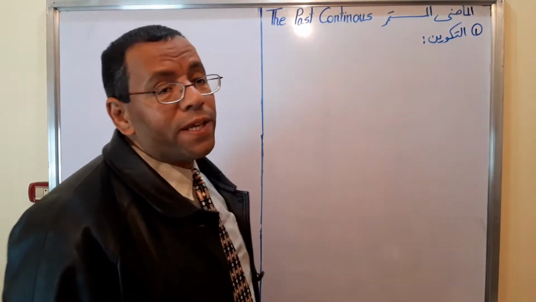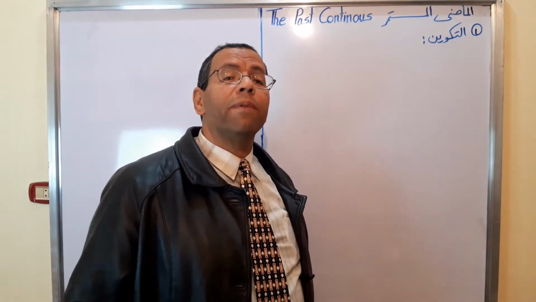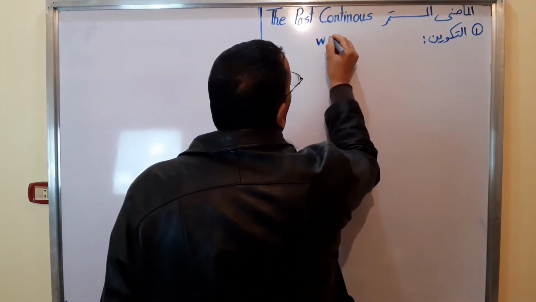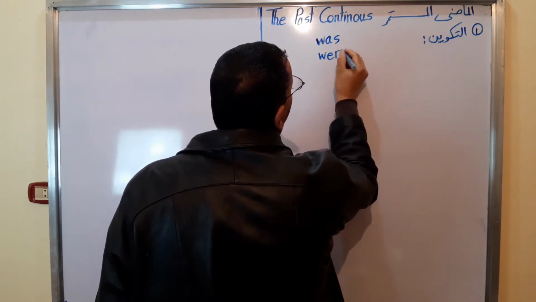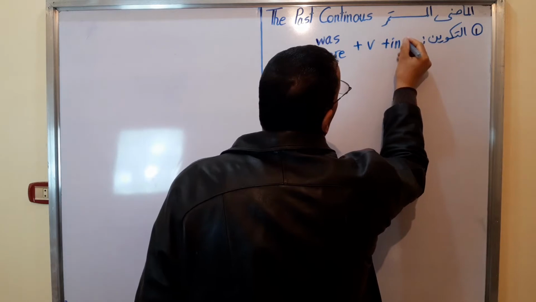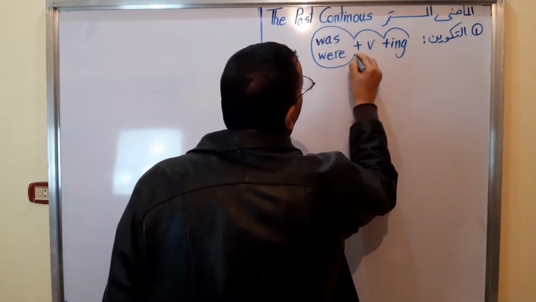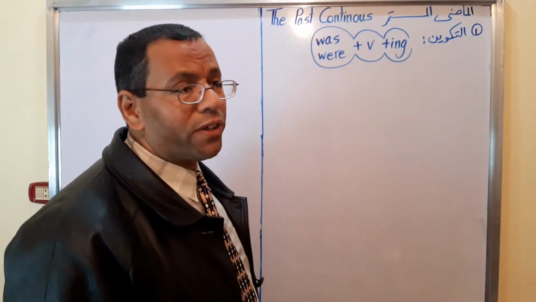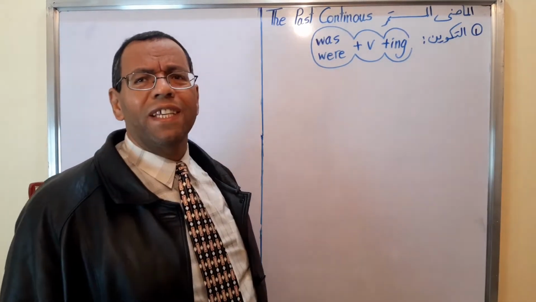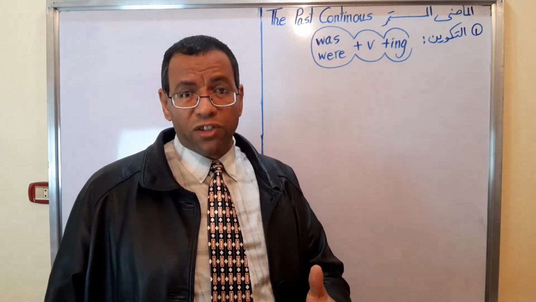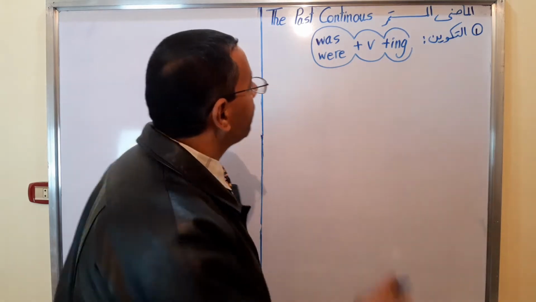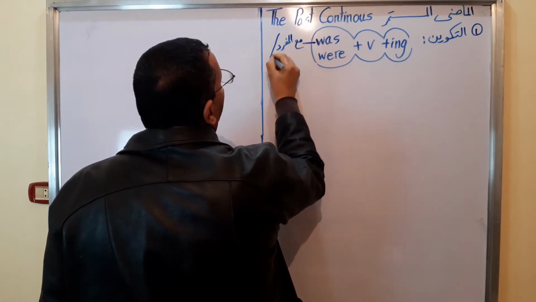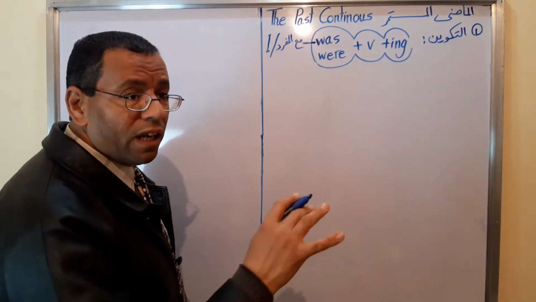The past continuous is similar to the past simple, but there is a big difference between the two tenses. We form it with was or were plus verb ing. Verb ing means the fourth conjugation of the verb. We take was with singular: I was, Hani was.